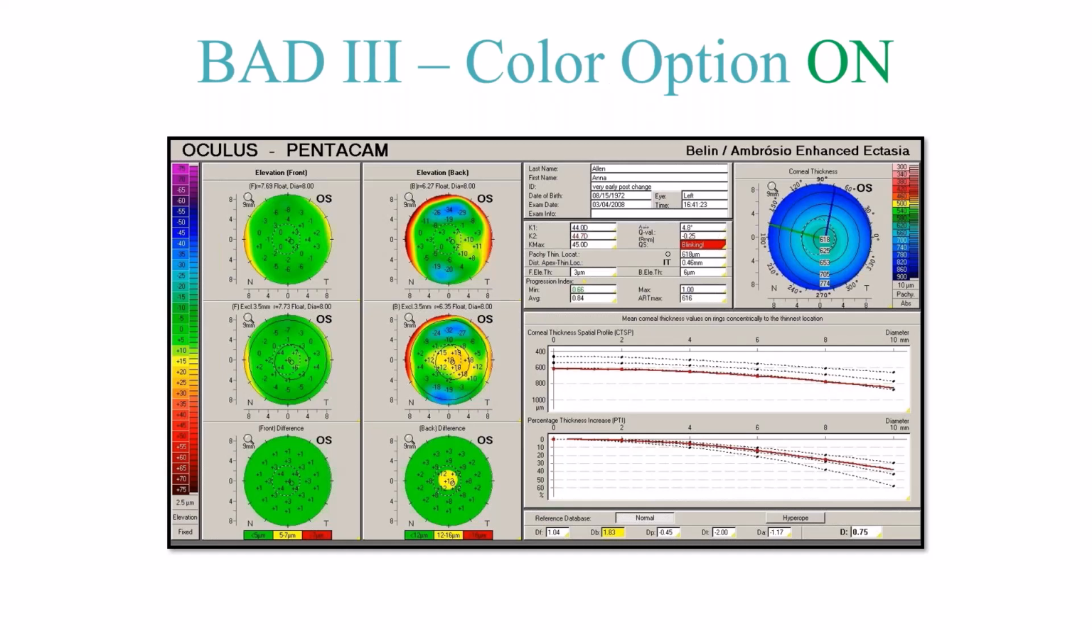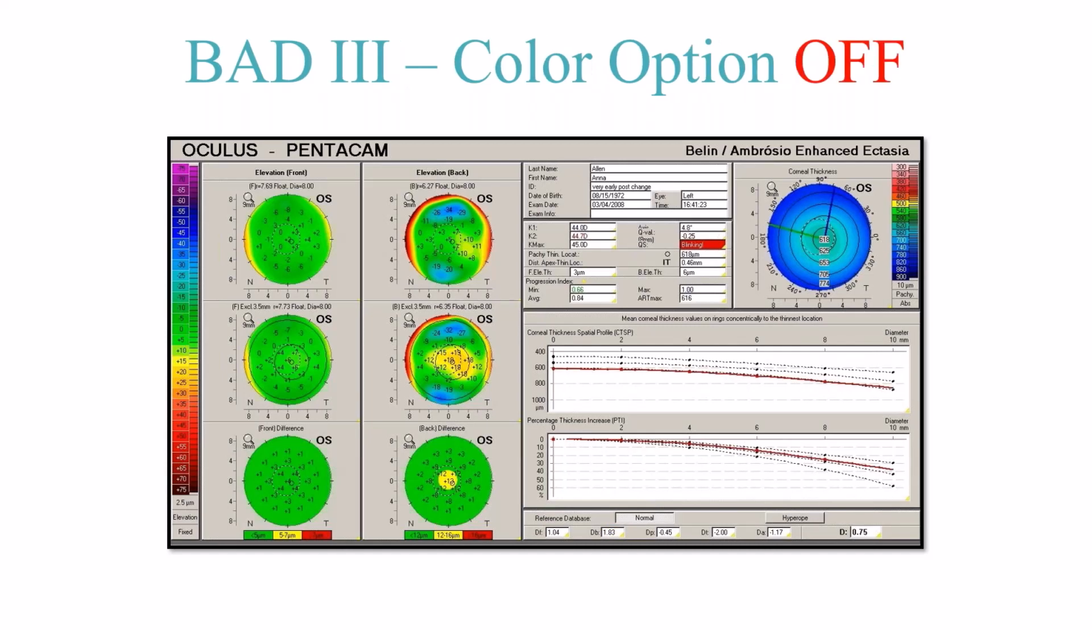And here is just an example. As I said, you can turn the colors off like that. Some people, again, don't want to show a yellow or red in an otherwise, quote, overall normal reading.